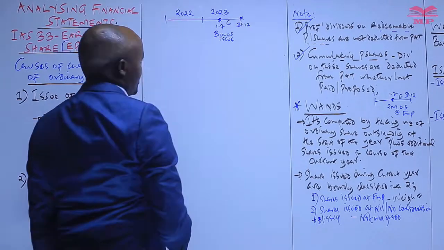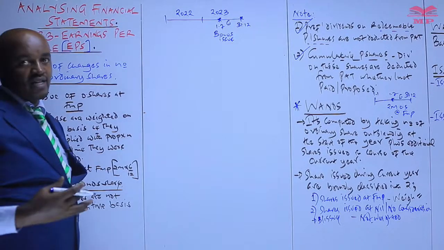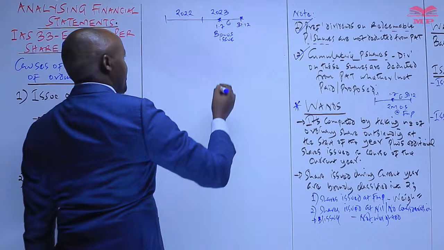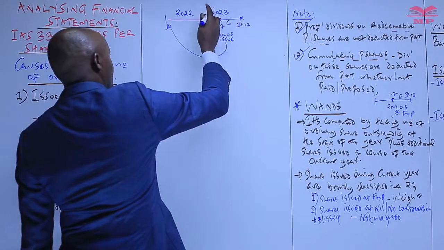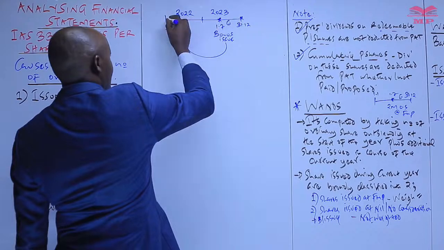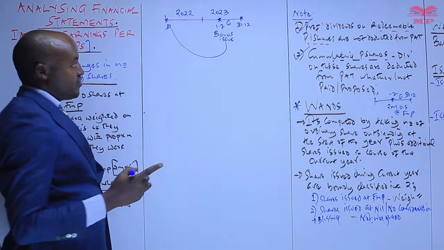So we are saying that these particular shares are assumed to have always been in issue. In other terms, we assume that these particular shares had been issued not at the start of this year because we are given 2 years, but at the start of 2022. So what is the implication of that particular assumption?